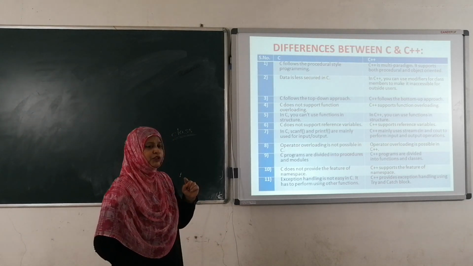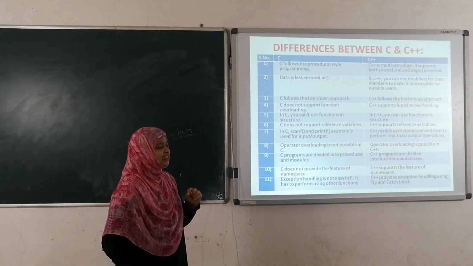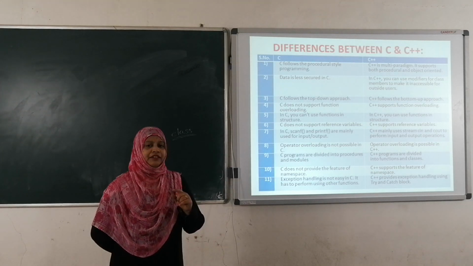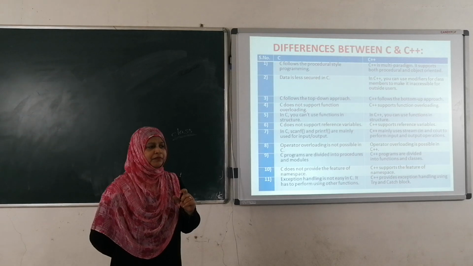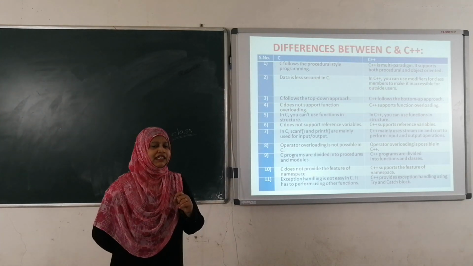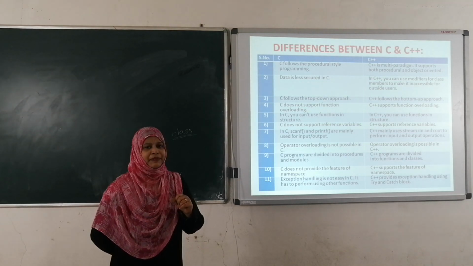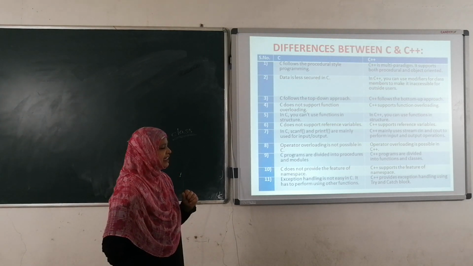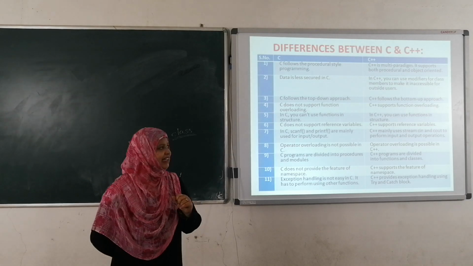Why? Because C++ supports both the methods and functions, as well as we can create the objects and we can perform the data abstraction, we can perform the data encapsulation, all those things. These are the concepts of object oriented programming language. That's the reason we can call C++ an object oriented programming language as well as a procedural oriented programming language.